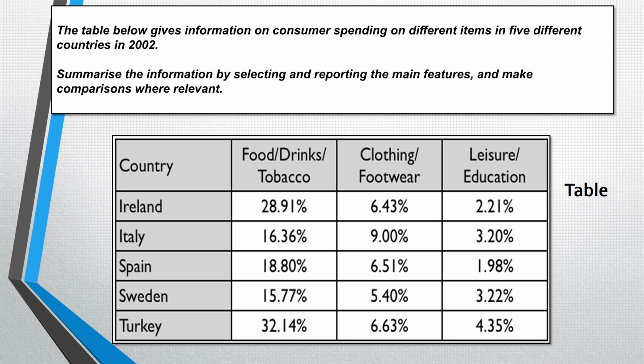Here we've got a table to summarize, and the table below gives information on consumer spending on different items in 5 different countries in 2002. So that's an example of a table question type.